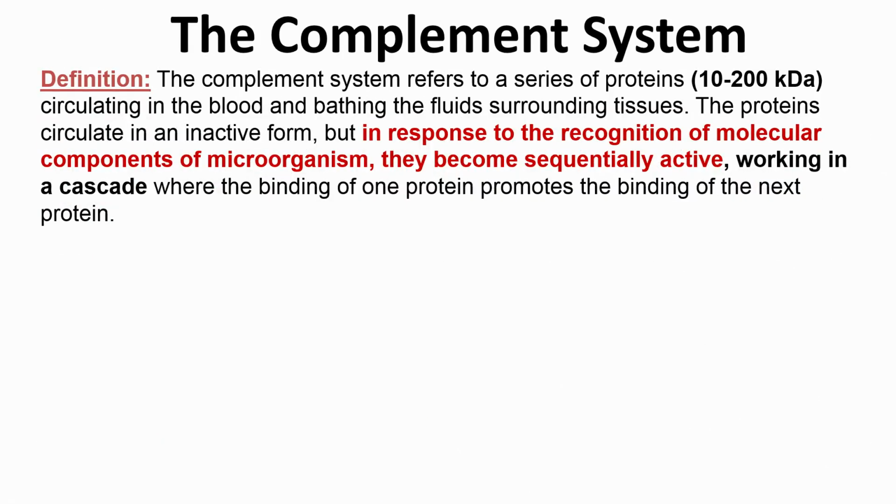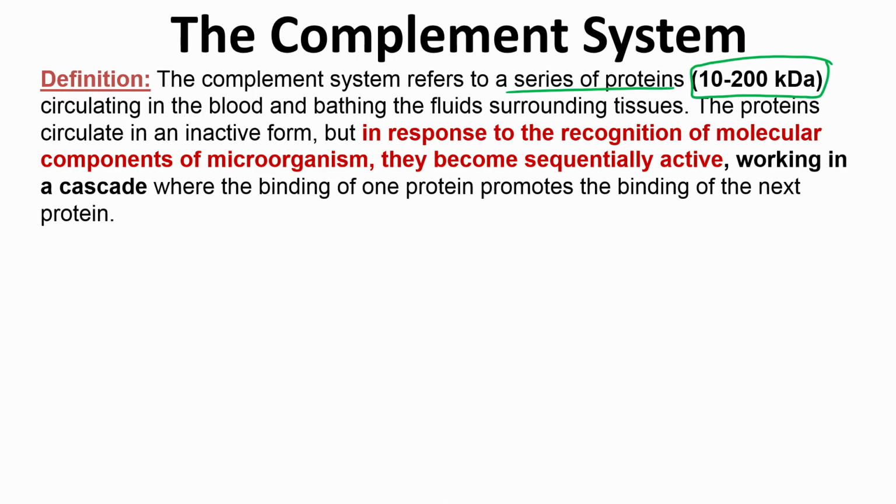Okay, so let us talk about the complement system. I already defined it a bit, but a complement system refers to a series of proteins, typically in a wide size range from 10 to 200 kilodalton, that are circulating in the blood. They are bathing different fluids and tissues, so they are essentially circulating and sampling everything.